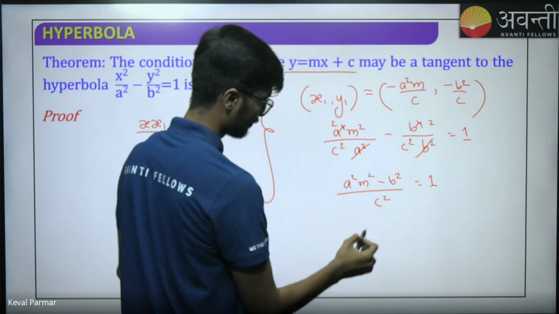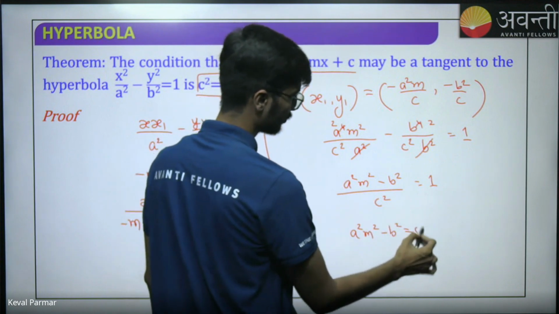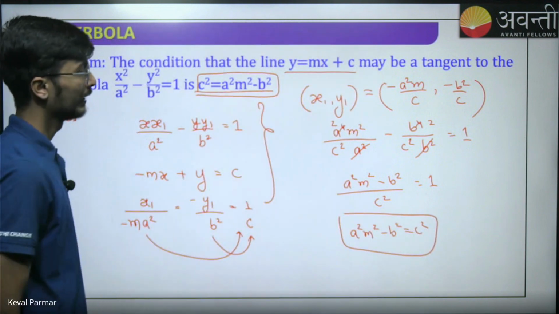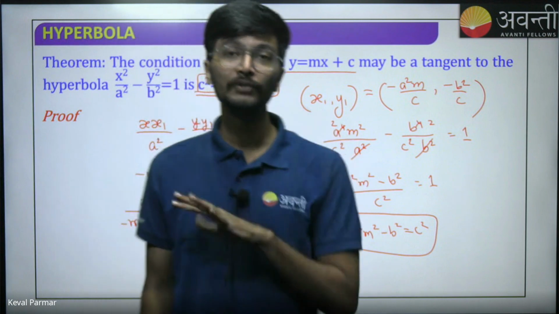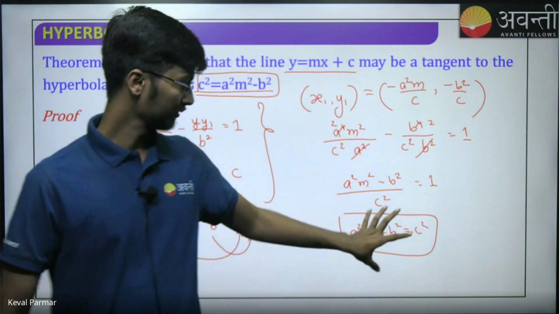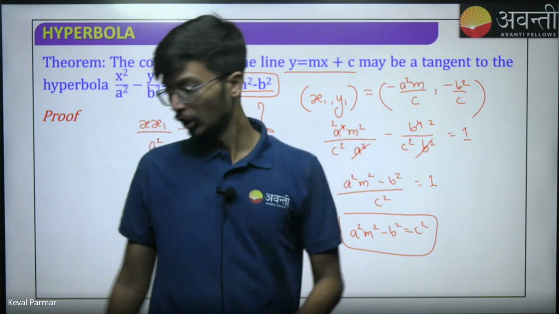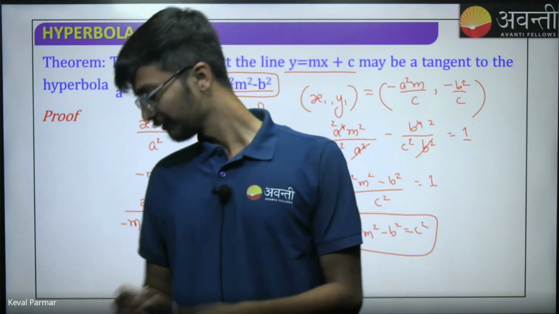So if we cross multiply, I think we'll get a result. A square m square minus b square equals c square. Right? The same result: c square equals a square m square minus b square. So from this, you see, we derived two results. First was the condition of tangency, and second was the point of contact. Right? So I think we should end it here.